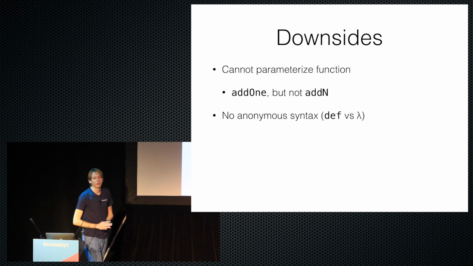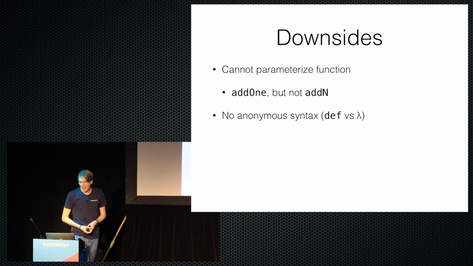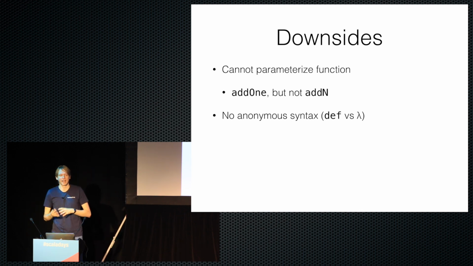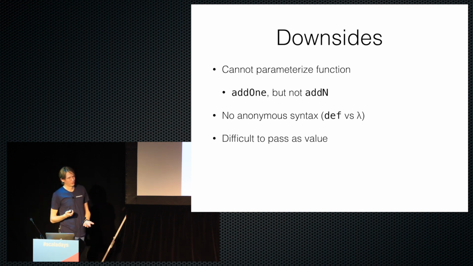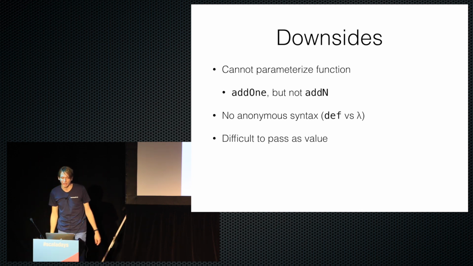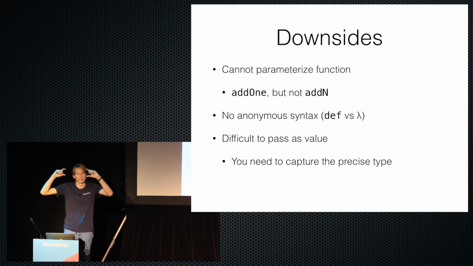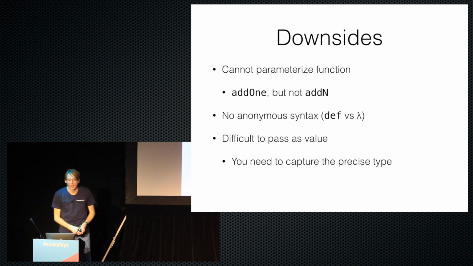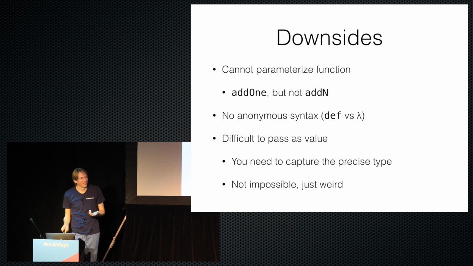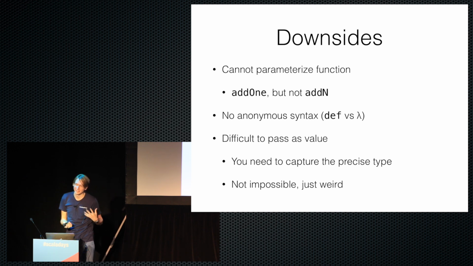There's no anonymous syntax. If you think about this as normal functions, right? We have def, and we have this named thing, but we don't have lambda. That means that you have to name everything, and the syntax is bulkier than you would like. That's kind of annoying. It's hard to pass these things around as values, right? This polymorphic function thing is difficult to pass around and be generic and abstract over, because what you need to do is capture the precise type, just like we have in our HList syntax class. You basically say, square bracket P extends Poly, right? It's not impossible, it's just weird. You just have to keep track of it. That's suboptimal, but it works. It works, and the syntax is past the uncanny valley where people won't use it.